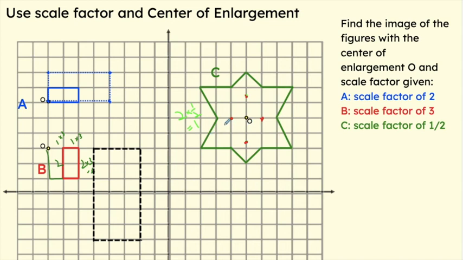Okay, but now we have these points here. Okay, they're not so easy to count. They're not directly on the grid. Well, here's how we're going to do it. This is 1, 2, 3 over, and 1, 2 up. So it's 3 over, 2 up. We're just going to multiply those both by 1/2. So 3 times 1/2 is 3/2, or 1.5. And 2 times 1/2 is 1. So I need to go 1.5 over, and 1 up.